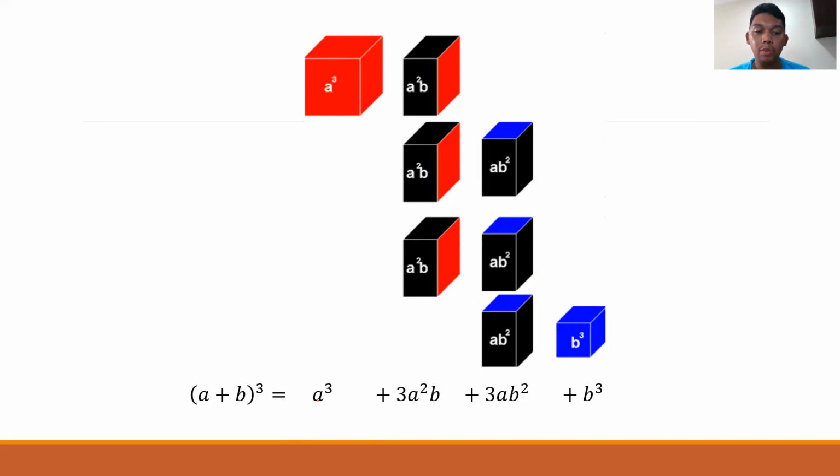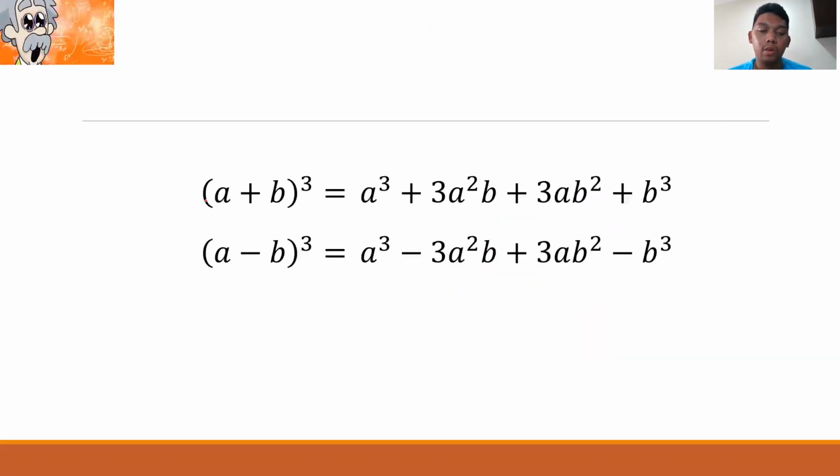So it will come up to a cubed plus 3a squared b plus 3ab squared plus b cubed. These are the patterns. Quantity a plus b cubed is equal to a cubed plus 3a squared b plus 3ab squared plus b cubed. And a minus b cubed is equal to a cubed minus 3a squared b plus 3ab squared minus b cubed.